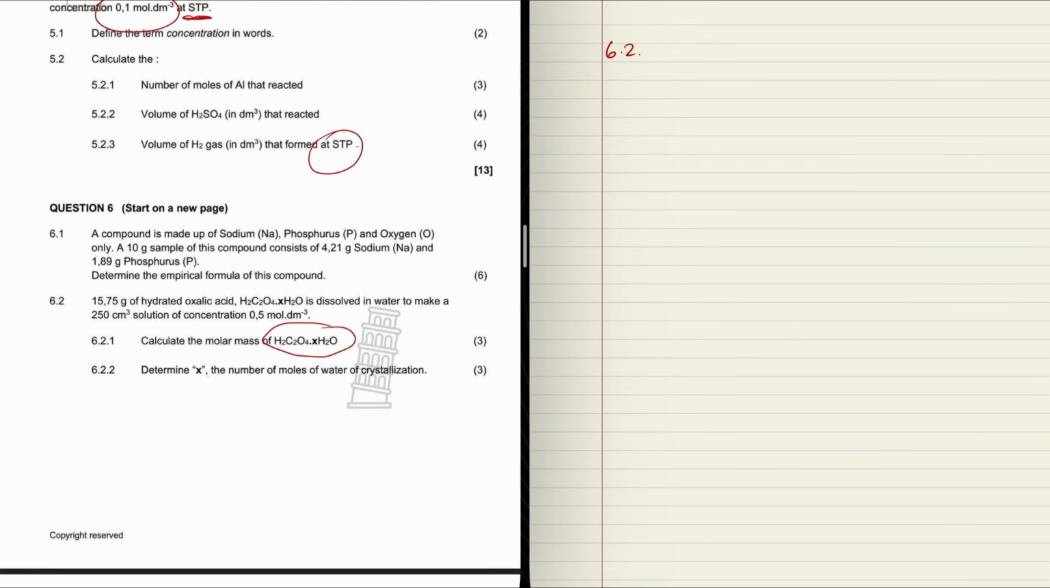Okay, so what we'll do here is we can use the formula concentration is equal to mass divided by molar mass times volume. So we know the concentration is 0,5. We know the mass of this thing, which is 15,75. We don't know the molar mass, that's what the question is asking for. And the volume is 250 cm cubed, which we need to convert, so that's 0,25 dm cubed. Now all you need to do is switch this and the M, and you can solve for M. M is going to equal 126 grams per mole.